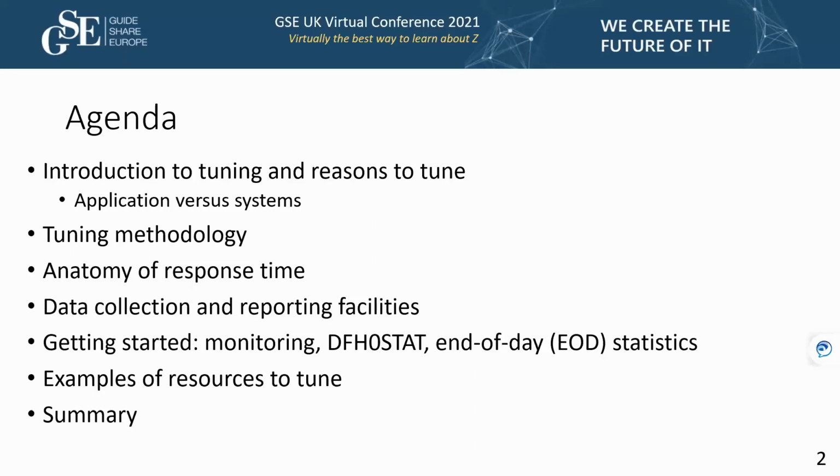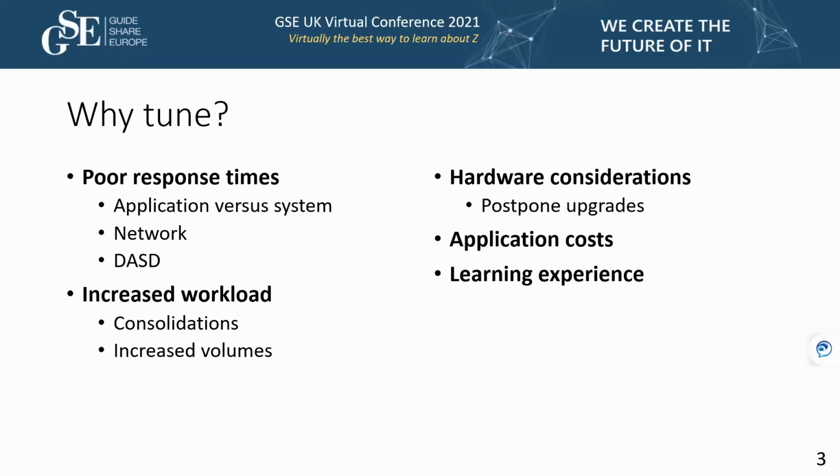And then we'll talk about getting started, things like monitoring, DFH0STAT to take a look at statistics or end of day statistics, right? And then some examples of resources to tune, right? Now, this is really product independent, although I do support CICS Performance Analyzer for IBM. There are other products that I work with on a tuning basis, and it doesn't really matter what product you're actually running because, at the end of the day, the data is the same. It's only a matter of how you implement tuning changes.